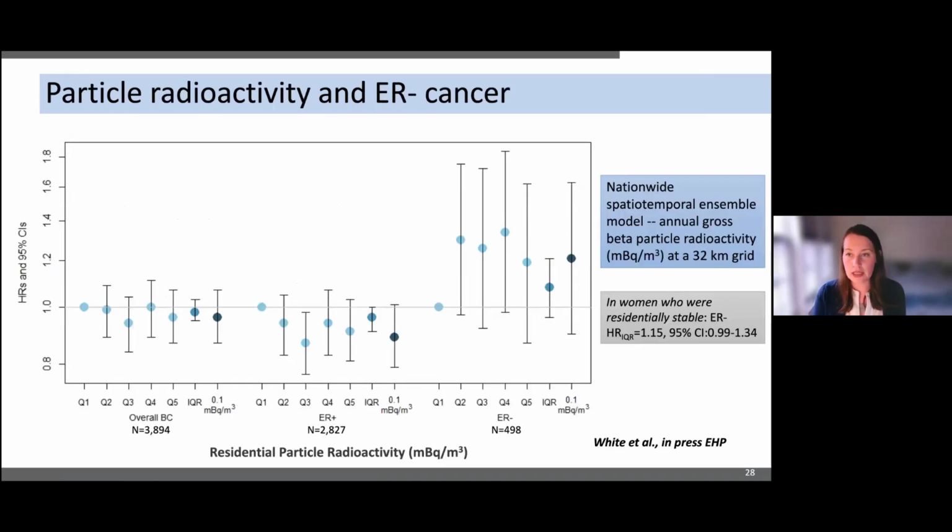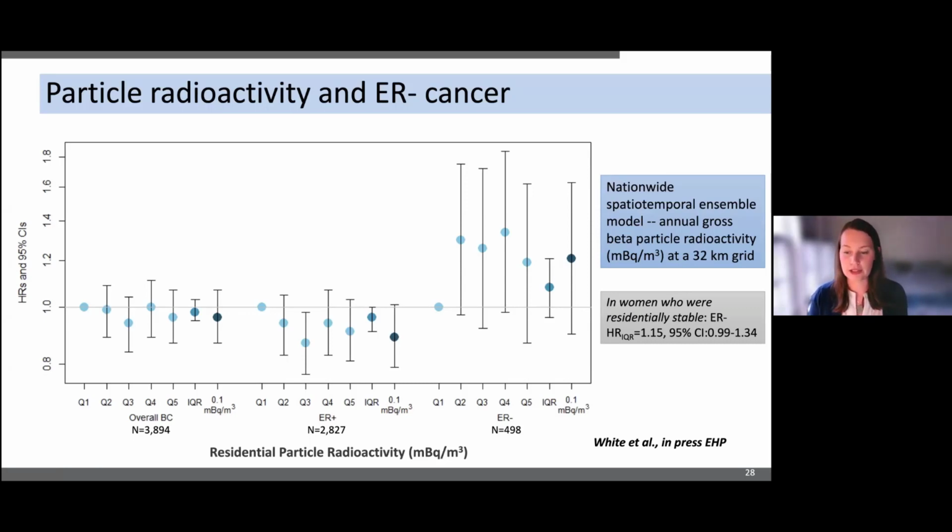I did this work in collaboration with investigators at Harvard who had developed a nationwide spatiotemporal ensemble model that estimated residential exposure to gross beta particle radioactivity. This is a bit of a crude model. It's at a 32-kilometer grid, but when we applied this in the Sister Study, we saw that women who lived in areas of higher particle radioactivity did not have a higher risk of overall breast cancer or ER-positive tumors. But we did see a suggestive increase for ER-negative tumors.